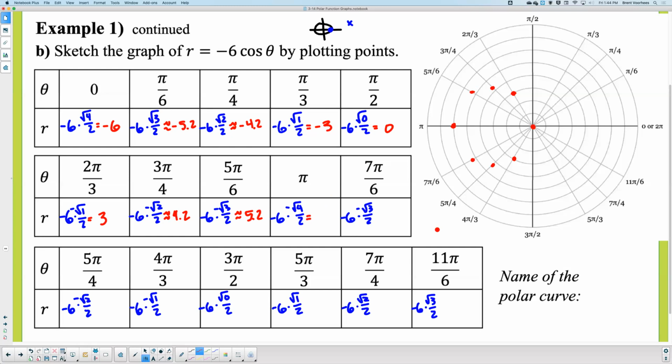Once I get all the way around to pi, I get the value positive 6, which is right back here. So notice I'm landing on the same exact spot, which means I only need one whole pi to plot this graph as well. So what shape did we just graph here? We graphed a circle again. Again, this is a circle.